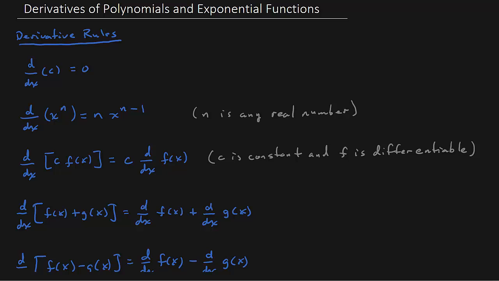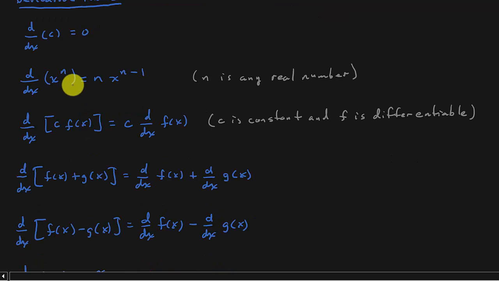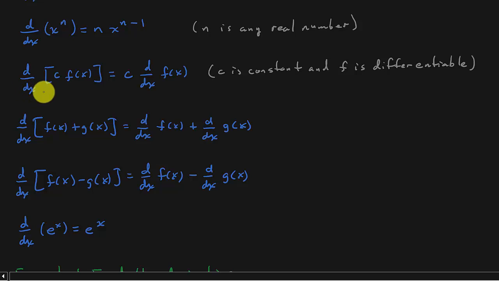So we've got our rules here. The first one, we've got the derivative of c. C is a constant. It's a number. Anytime you take the derivative of a constant term, that's 0. I'm going to skip this one for now. I'll come back to it.